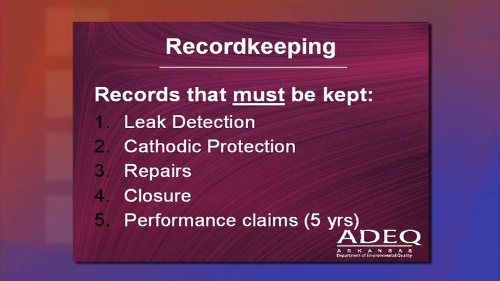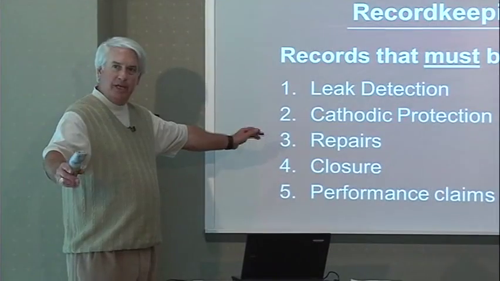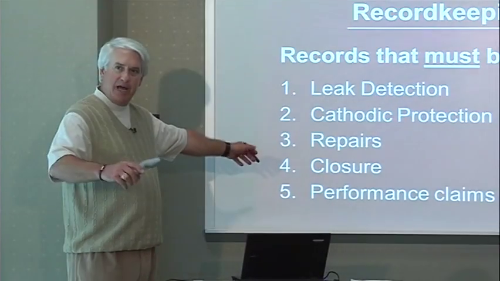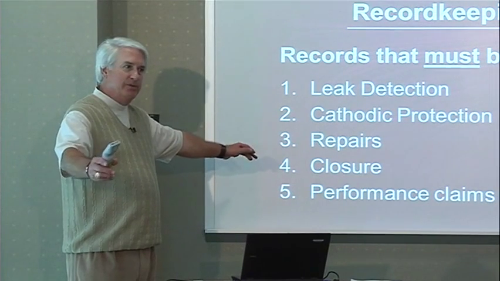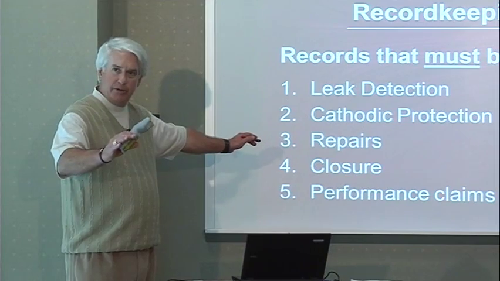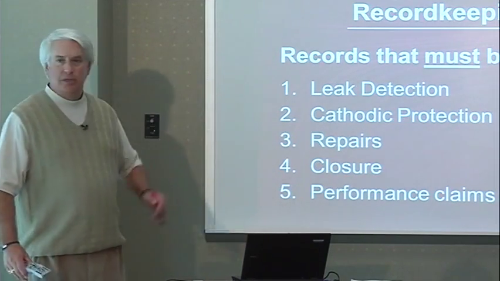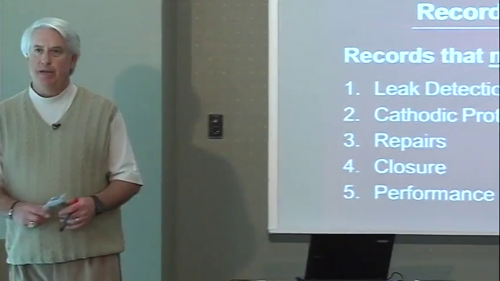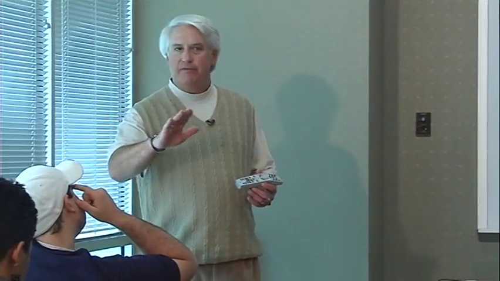Any repair records, we just went through that. How long do you have to keep them? Lifetime. We're going to get to closure requirements, but I'm going to tell you right now, 3 years. Any closure papers that you have, the site assessment that's done to make sure that you haven't contaminated that site before it's closed, 3 years. Any performance claims made by any of the manufacturers have to be kept for at least 5 years.